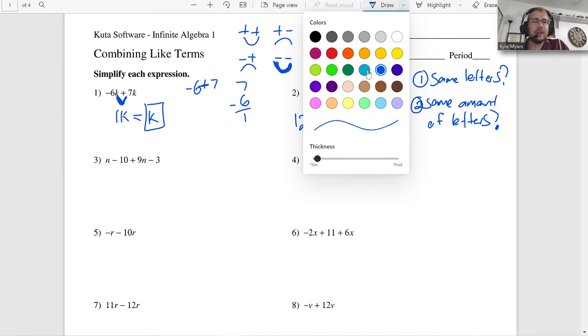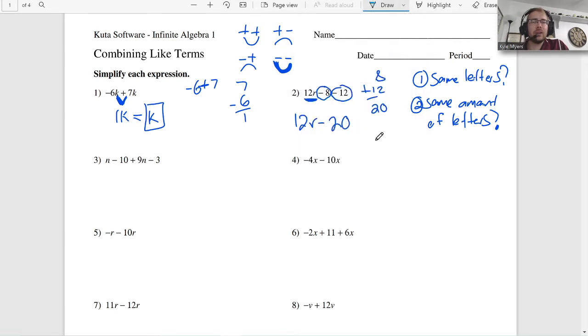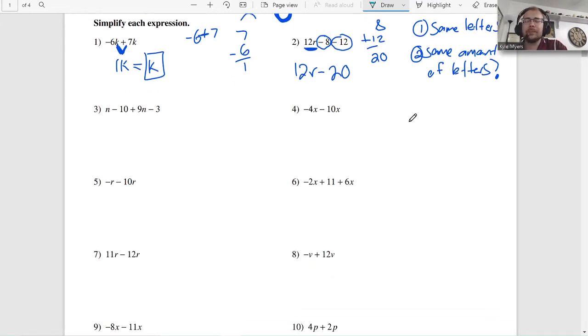And if you've seen a video in this series before, you know I like to switch colors around a lot. So I'm going to do that. I'm going to switch to another shade of blue here.